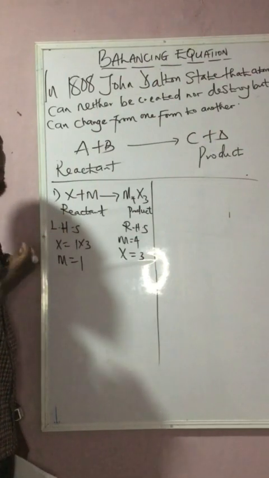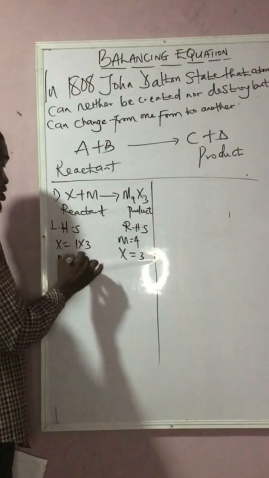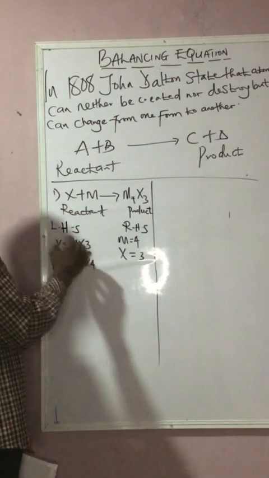If it does not work, use another number. That is what we call the trial and error method. So now this times 4. So now it is very, very simple. 1 times 3 is what?